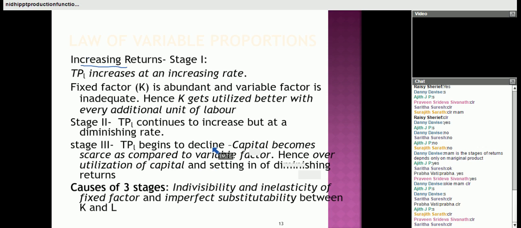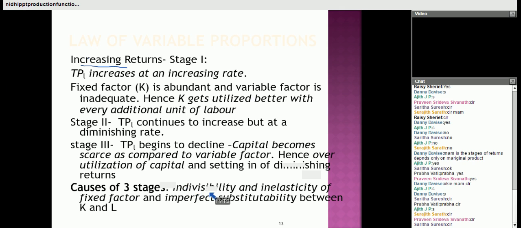As we employ more and more labor on the same machinery, the same work that can be done by 5 workers is now done by 8 workers. So the 3 workers are not contributing to the production. It is just a wastage of money. So we are into the third stage now. The production is now declining. So this is the basic reason for that.